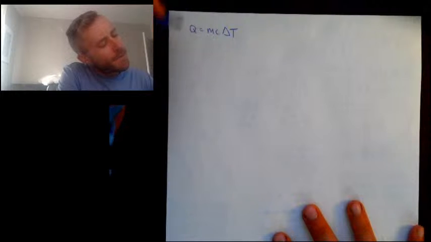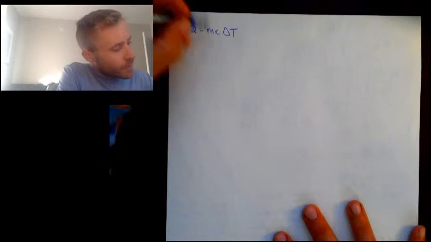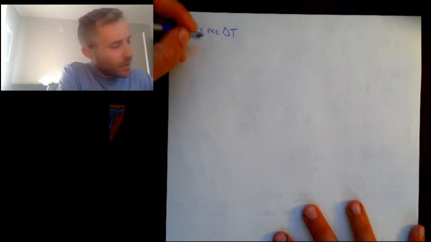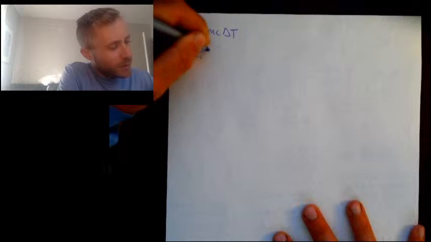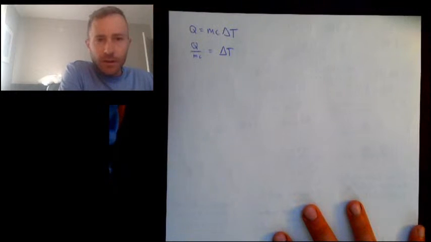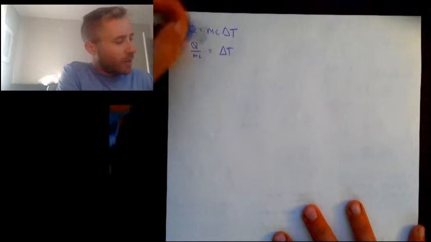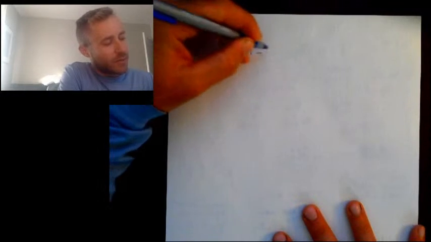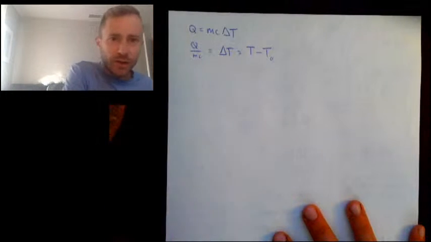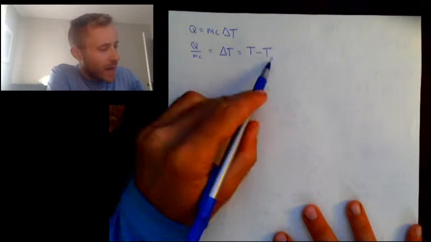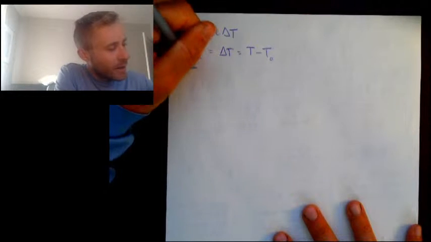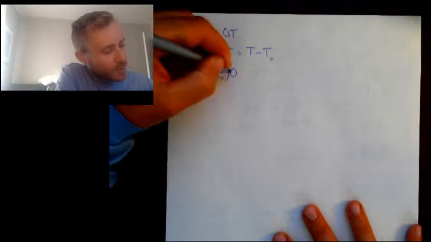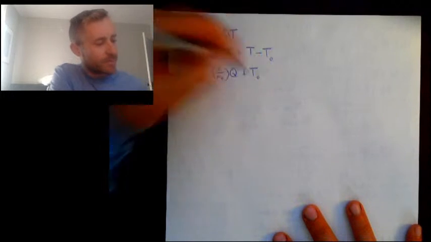If I divide both sides by MC, I get Q over MC equals delta T. Then I'm going to write delta T as T minus T initial. So instead of T final, I'm just writing T. Then I'm going to add T initial to the other side, and I have T equals 1 over MC times Q plus T initial.